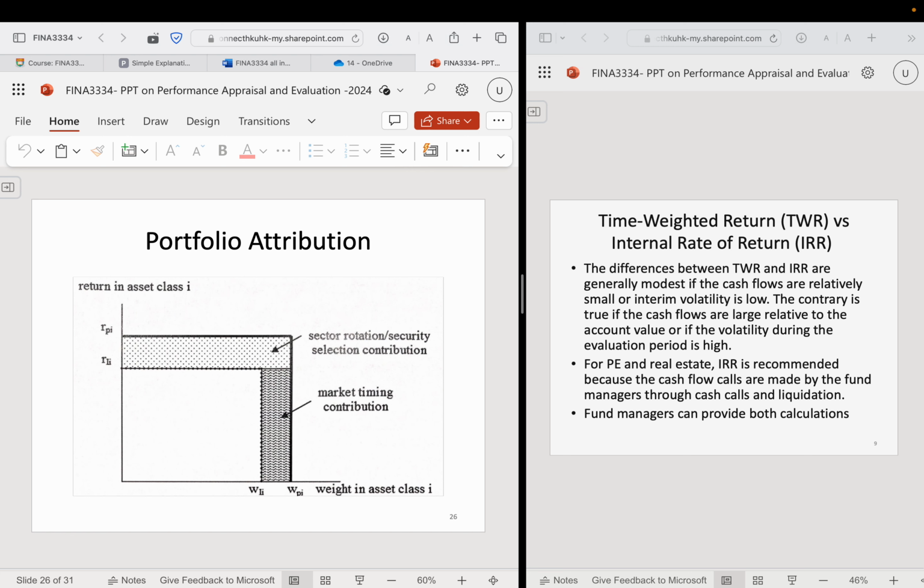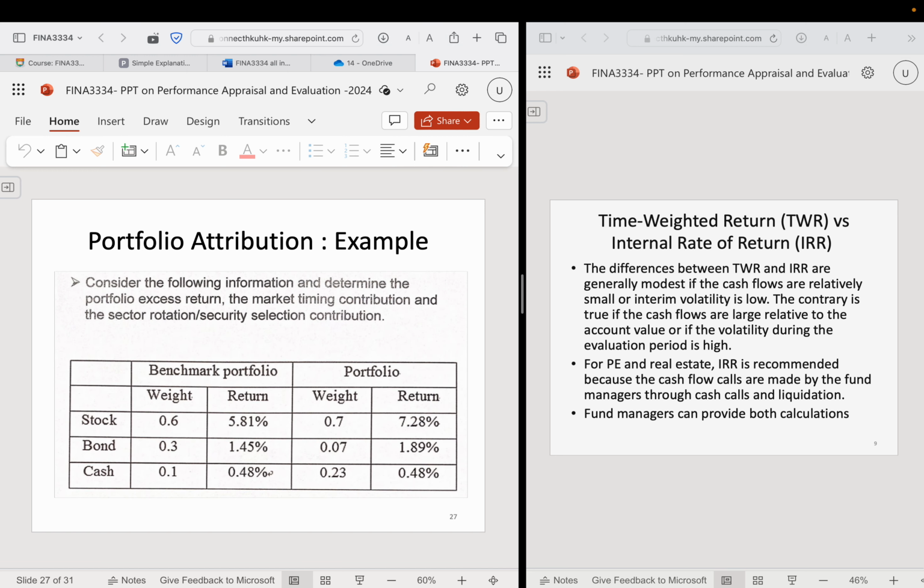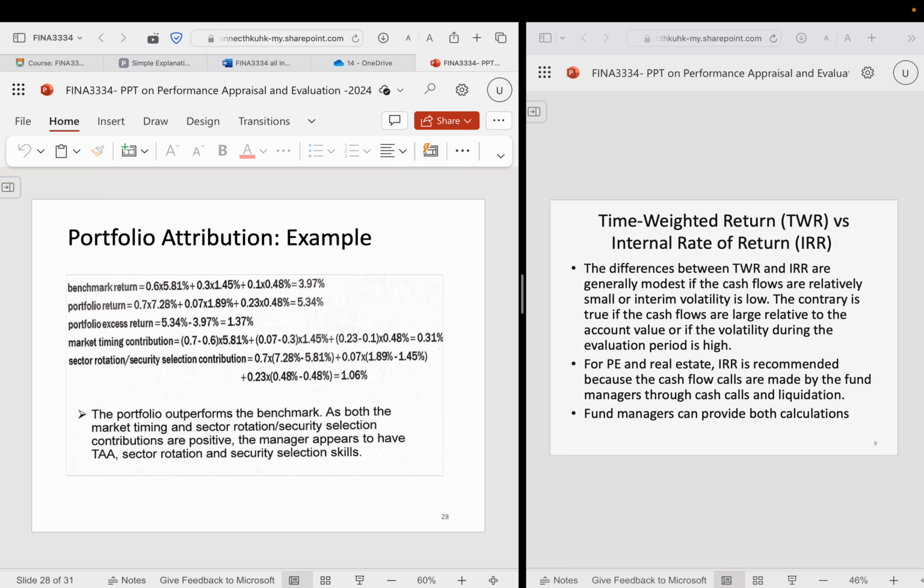So the portfolio return, in your own portfolio: I put 70% in stock, a very low percentage in bond, 7%, and 23% in cash. So this is my portfolio. I invest in the stock and get 7.28% for the stock, 1.89% on the bond, and 0.48% on cash. So what's that? These are the calculations, and we can do it together.